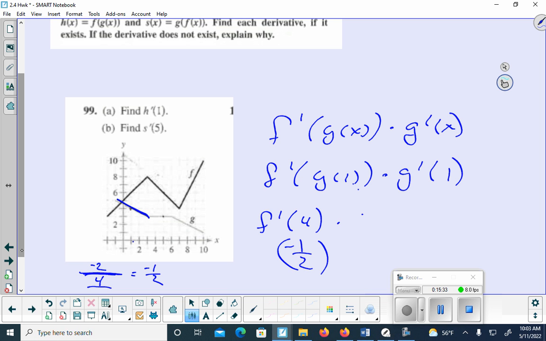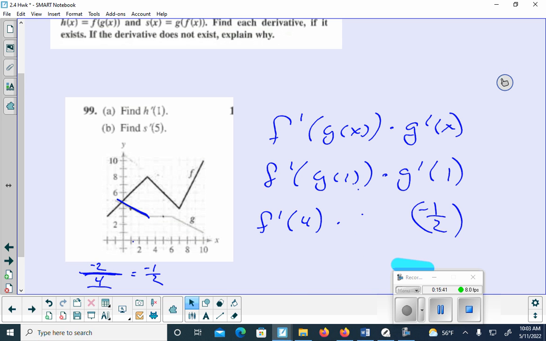And then this, oh no, that's not negative 1/2. Why did you let me write that there? That goes over here, yes? And now I want to find the slope at 4. So here's 4. So I want to find the slope right here.